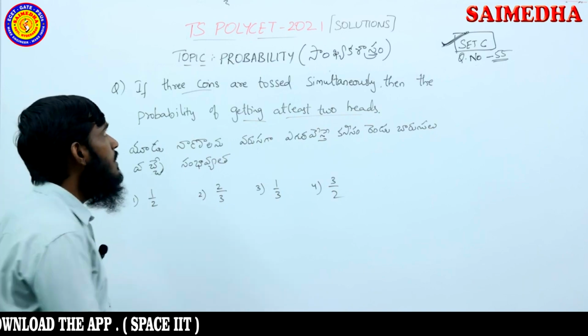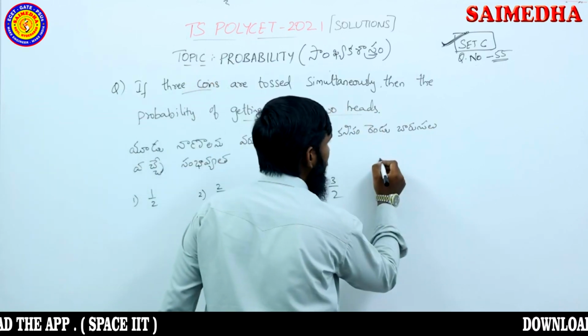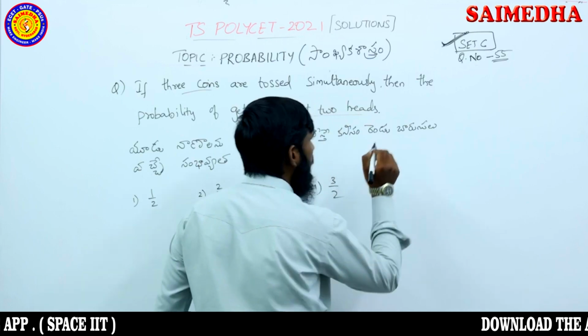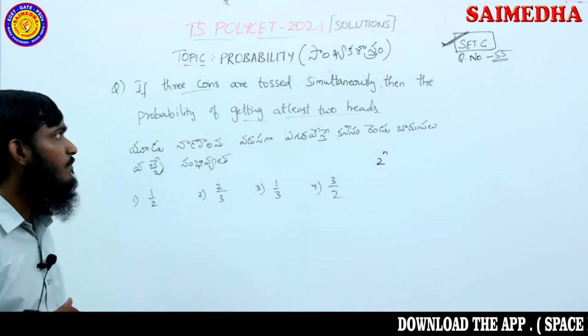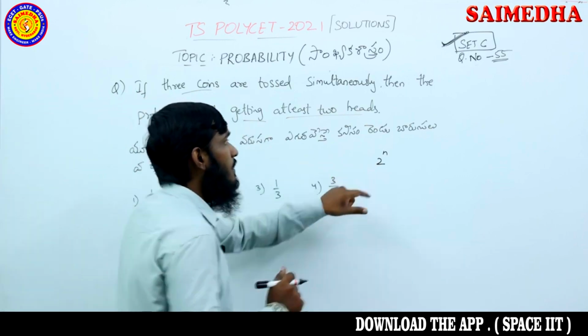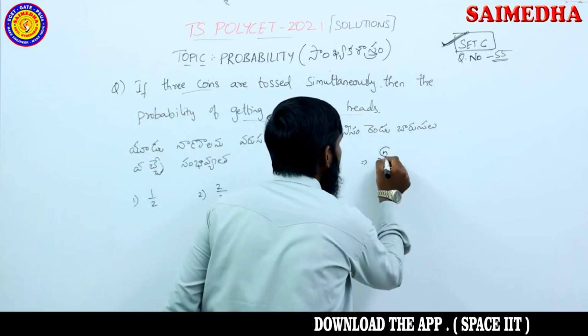So just now I have told you, if you are taking a coin, it should be written in the form of 2 power n. If you are taking a die, you have to write it in the form of 6 power n. So for this coin, we have written it in the form of 2 power n. What is the value of n?